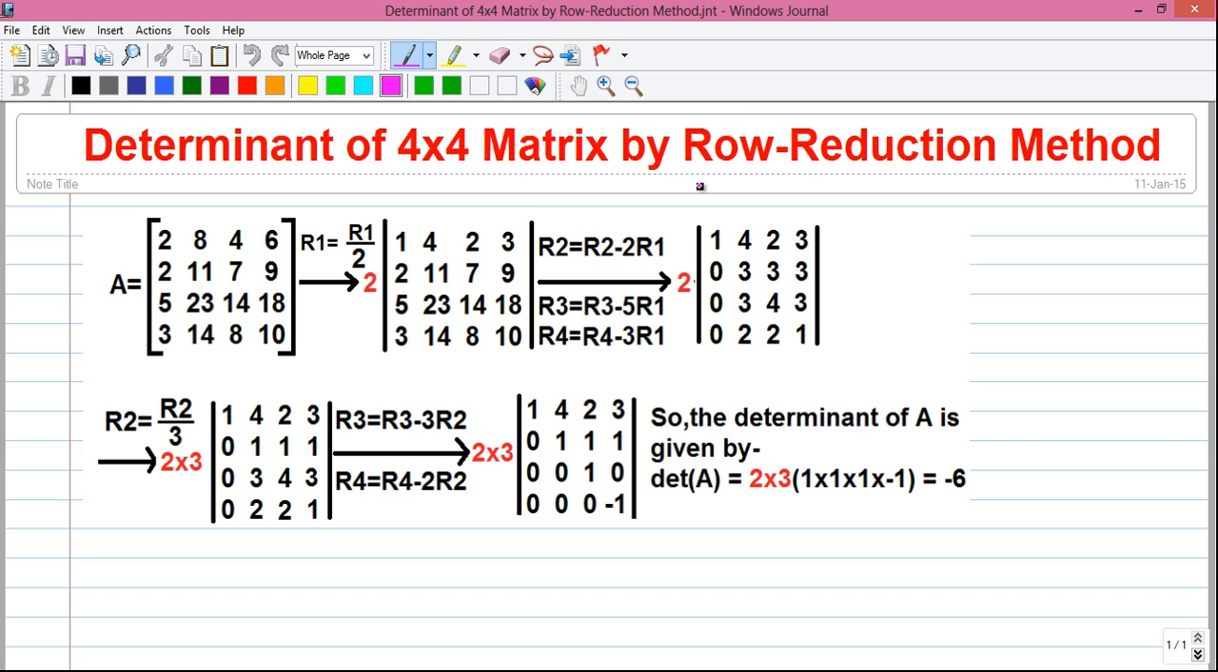In this video, you will learn how to find out the determinant of a 4x4 matrix by the row reduction method.